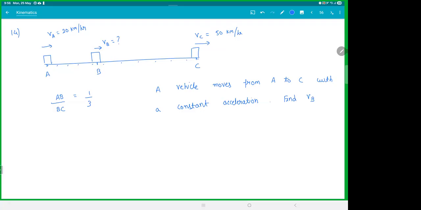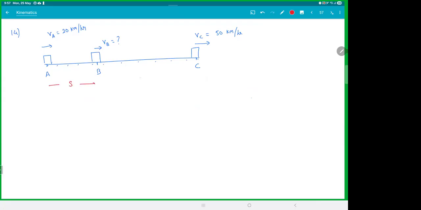So then I'll ask myself, okay, I have three equations. V is U plus AT, I can't use because I don't know time. S is UT plus half AT square, I can't use because I don't know time. So the only thing left is V square minus U square is equal to 2AS. So then I will think, okay, let's use this and see. So you said AB and BC is 1:3 ratio. So let this distance be S. Then this should be 3S. Yeah, you can just take that.